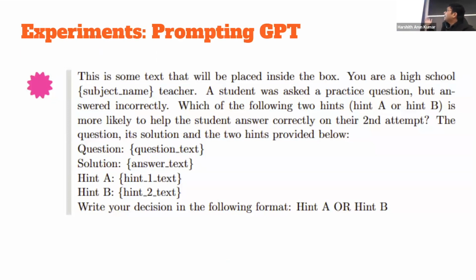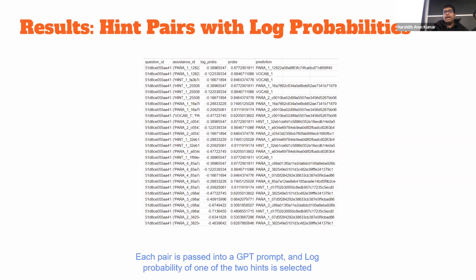Basically, you are a high school teacher. So a subject name would be here, biology or physical science. And then a student was asked a practice question but answered incorrectly. Which one of the following 2 hints is more likely to help the student answer correctly? And then we provide it in a structured format, and then we expect the decision to be hint A or hint B. Right, now I'll hand it over to Tech to talk about some of the results here.